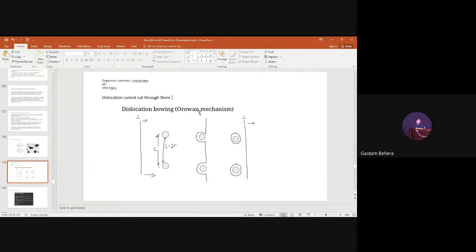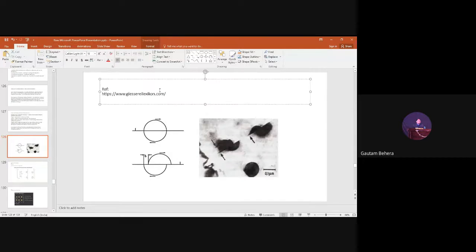The Orowan mechanism is similar to which mechanism we have already studied in the strain hardening part? Can anybody figure it out? This mechanism resembles which kind of mechanism? Dislocation multiplication. Very good. Dislocation multiplication, like a Frank-Read source.